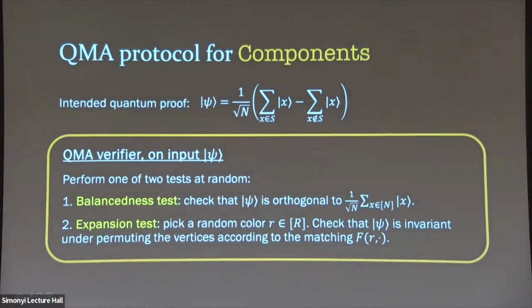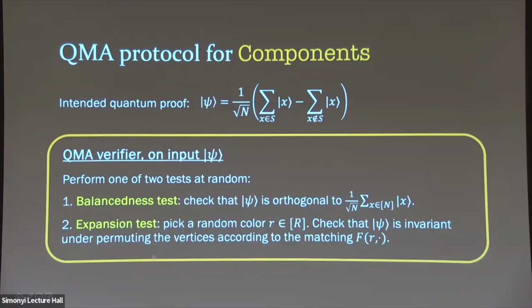So how does the verification work? When the verifier gets some little n qubit quantum state, it's going to perform one of two tests at random. It's going to do a balancedness test. It's hoping that it receives something like this, but it doesn't know. So it's going to check that there really is a minus sign on half of the elements of the superposition. So it's just going to check that this state is orthogonal to the uniform superposition where all the coefficients are positive. This is something that it can do.